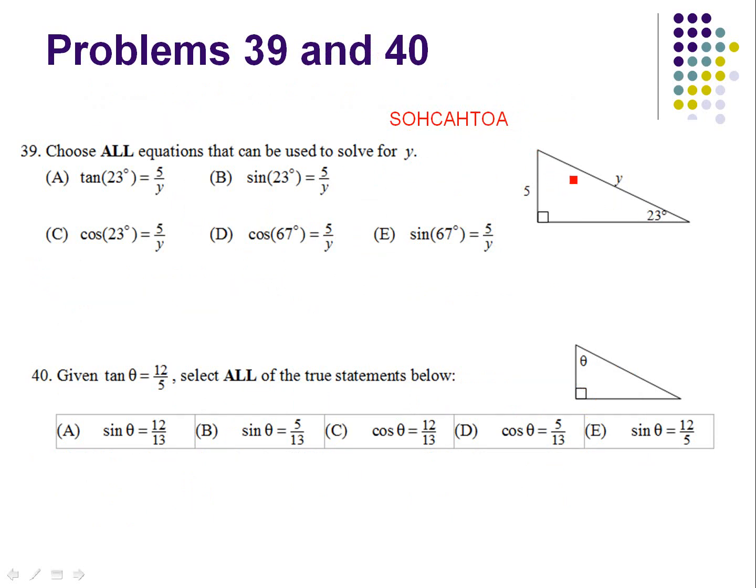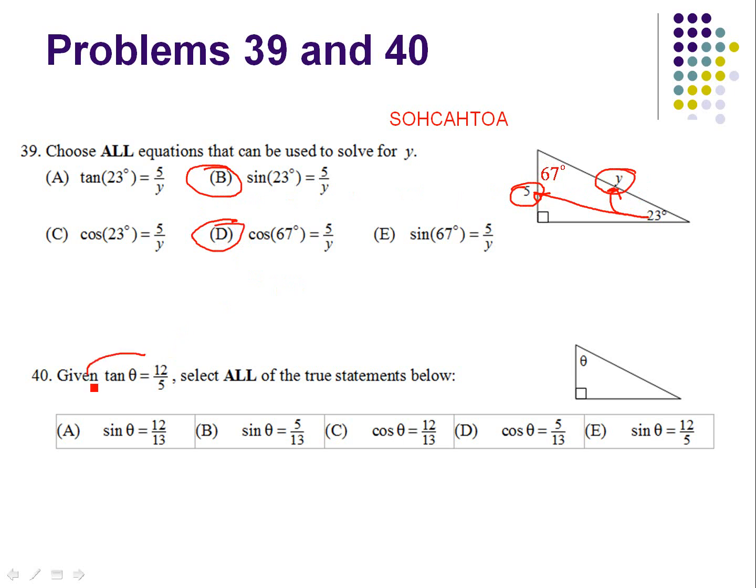So on this one, first I'd figure out my missing angle. So I know 23 plus this angle has to add up to 90 because I already had 90. So it's 67 degrees. Sine is opposite over hypotenuse. So sine of 23 equals 5 over y. So I find that one. Then I've got adjacent and hypotenuse. That's cosine if I use the other angle. Cosine of 67 is equal to 5 over y. So that would be this one.